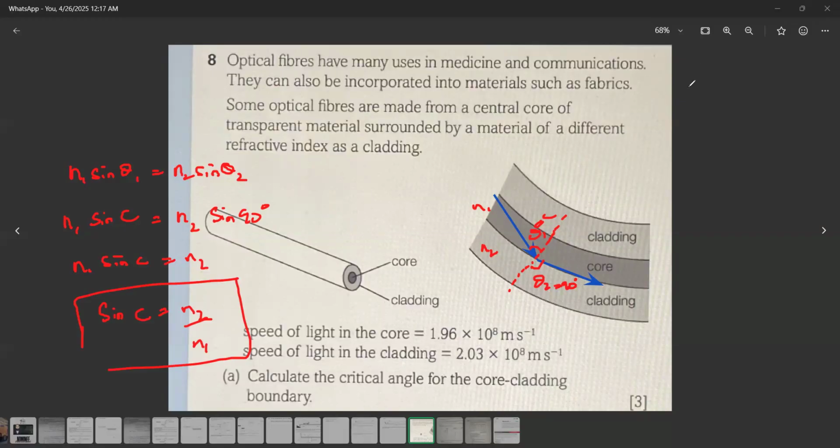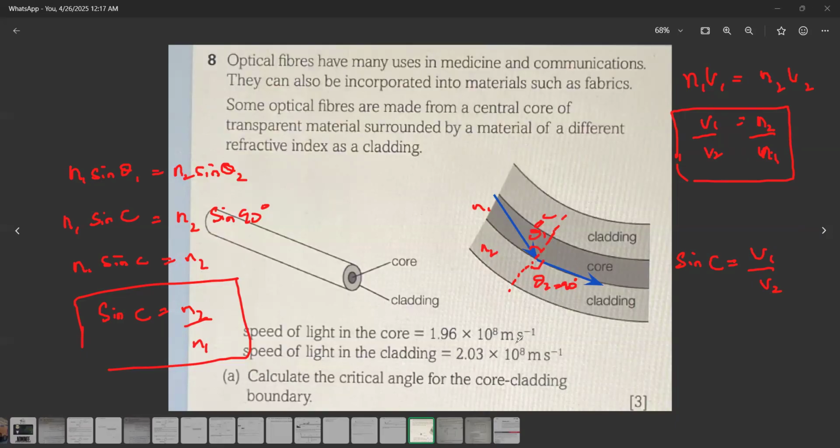Now, we know the relation between the refractive index and the speed is inverse. If a medium has a high refractive index, it will have a smaller speed. So the product is always constant. So there's another formula which relates the refractive index and the speed: N1 V1 equals N2 V2. If I simplify this, I can say V1 over V2 equals N2 over N1. It means the ratio of the speeds is the reciprocal of the ratio of the refractive indices. So N2 over N1 is V1 over V2, and we can say sine C equals V1 over V2.